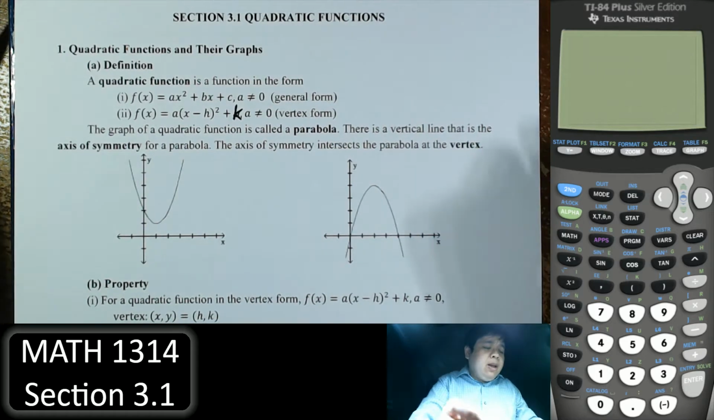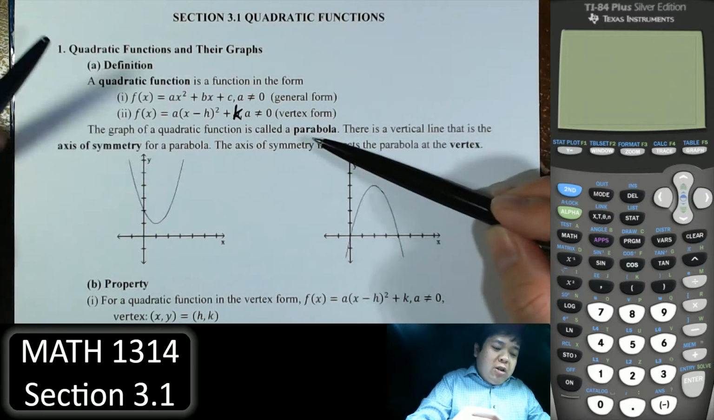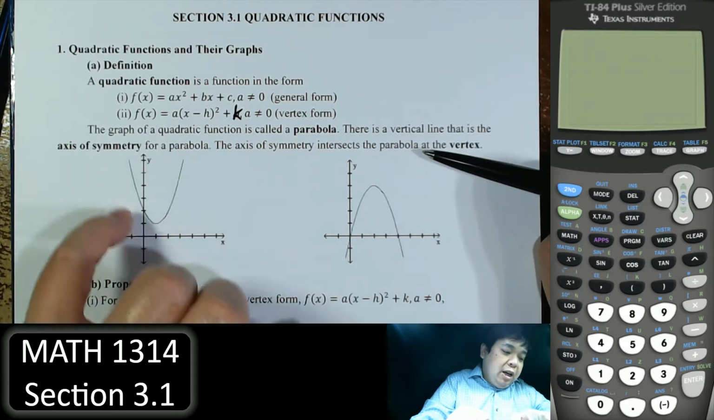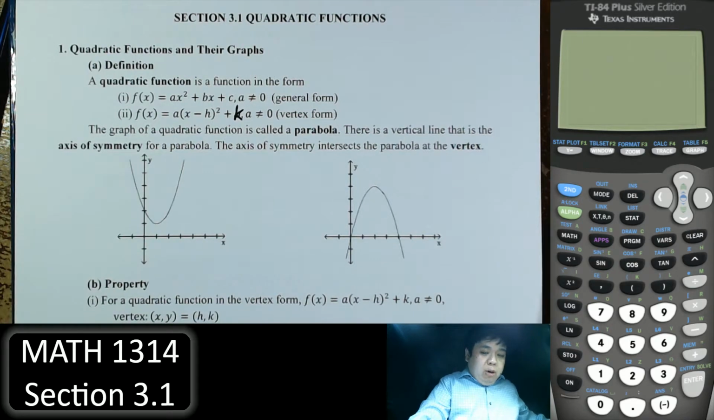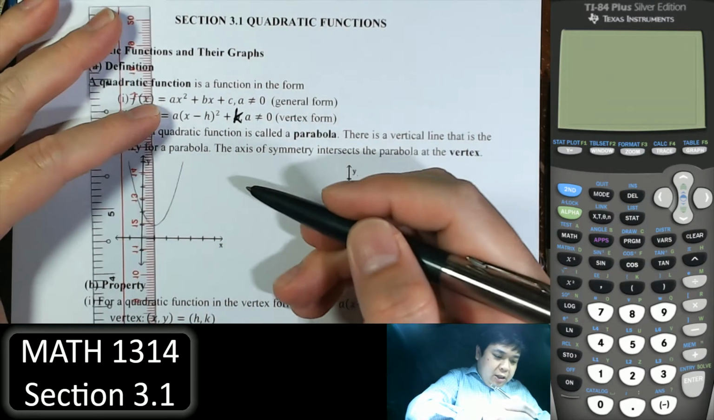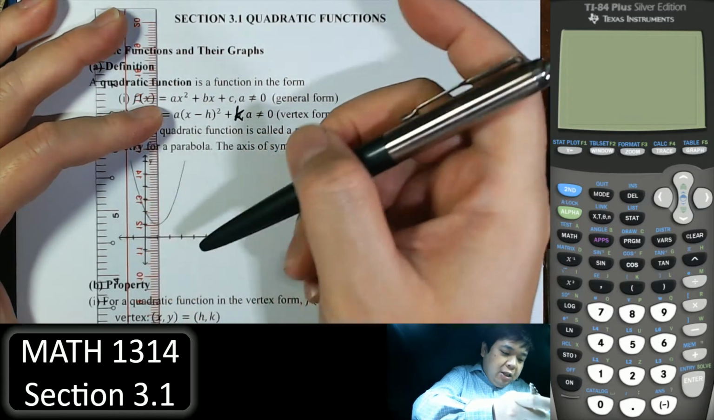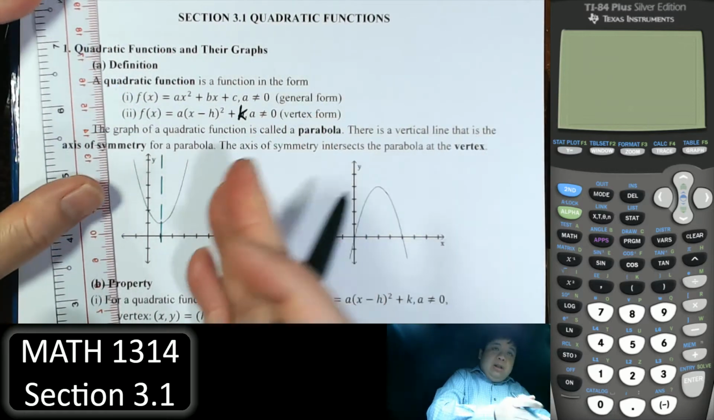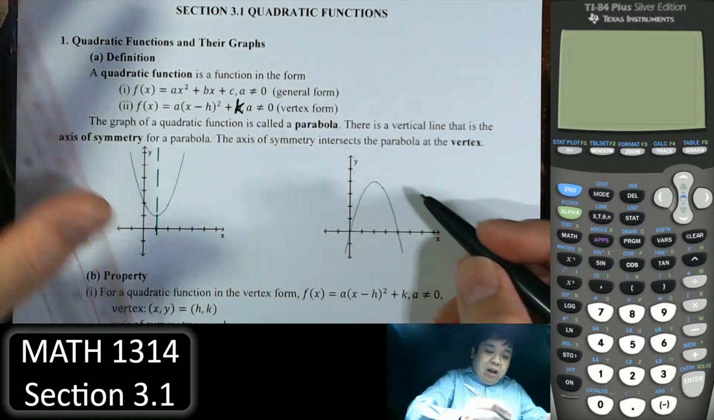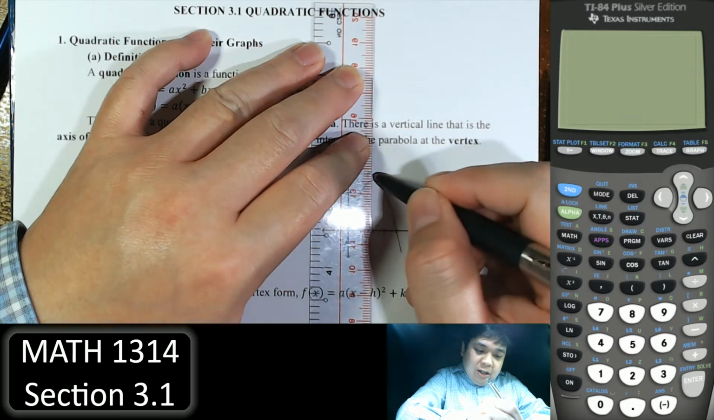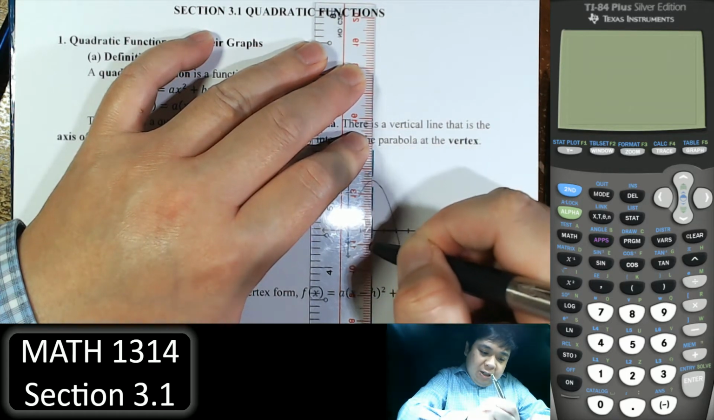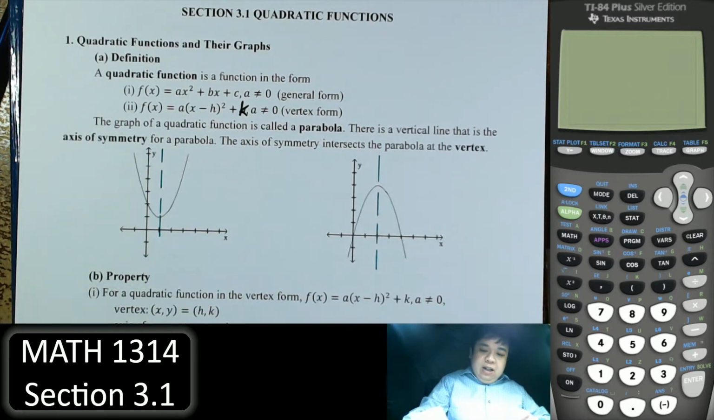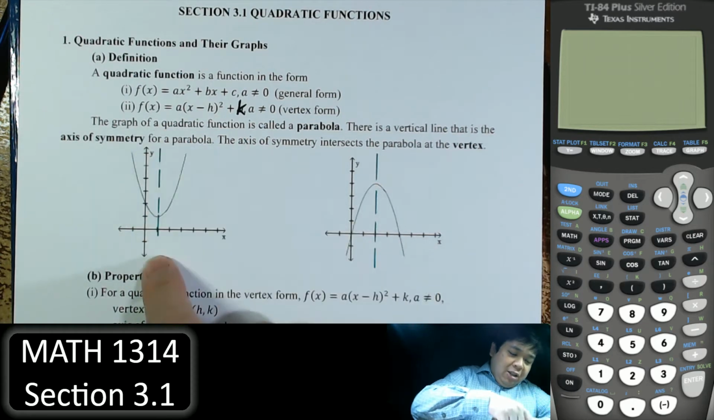The graph of a quadratic function is called a parabola, and there is a vertical line that is an axis of symmetry of the parabola. So the graph will be symmetric about that line. That is the graph of a parabola and the axis of symmetry.